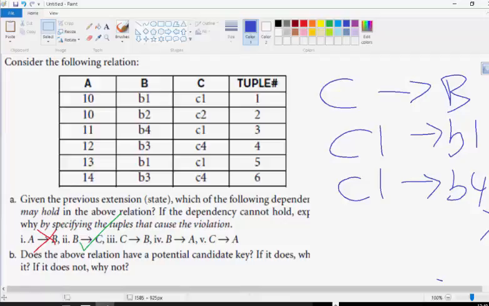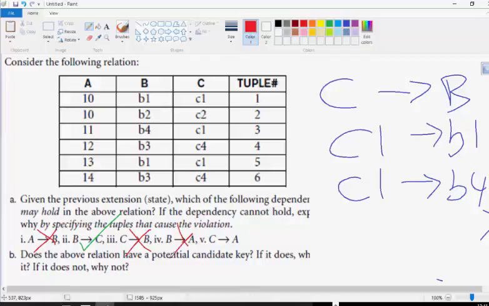Okay, so this one was also said to violate. So let's cancel this one. Right. So there's B to A. B1 leads to 10, and B1 also leads to 13. So that is also out.